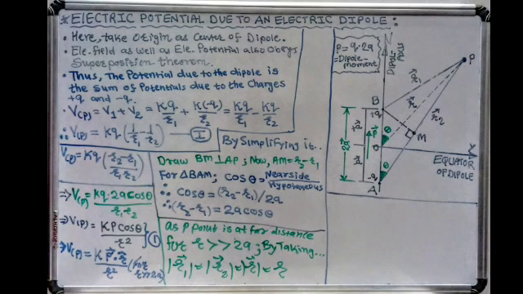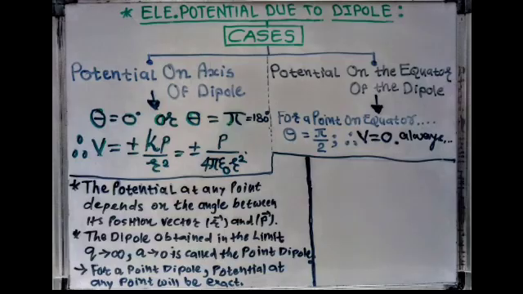Now we are taking another condition. For the electric potential due to a dipole, there are two cases. First, potential on the axis of the dipole. Here theta is 0 or theta is pi, or 180 degrees. If theta is 0, then V is equal to kp upon R square. If theta is pi, or 180 degrees, that is the angle between the electric dipole moment and the axis, then V is equal to minus kp upon R square. So ultimately V is equal to plus or minus kp upon R square.